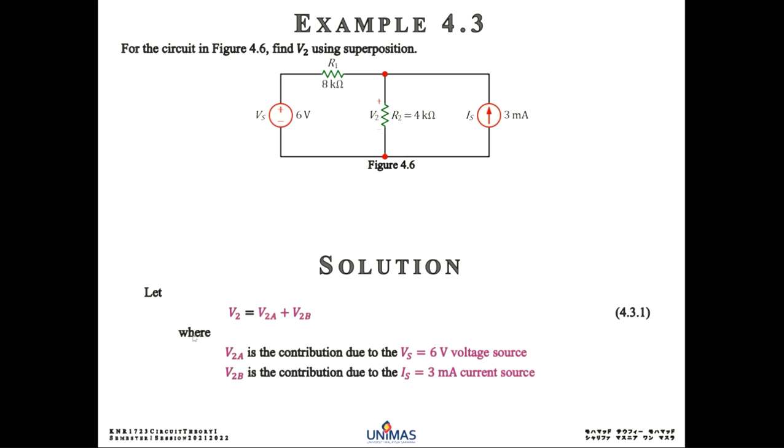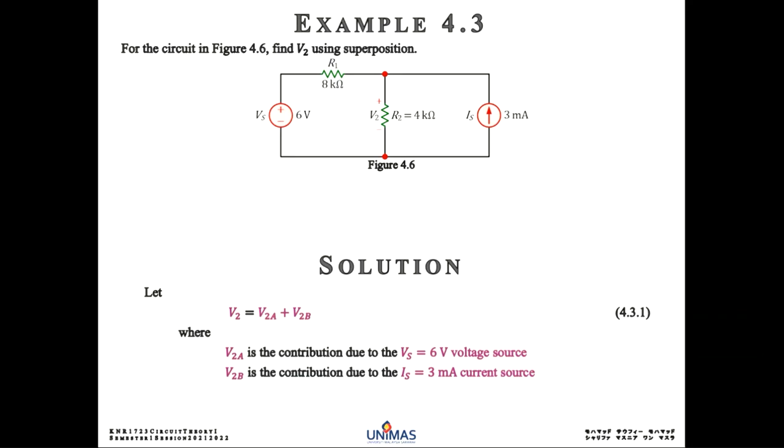And then you define what is V2A due to 6 volt voltage source, and what is V2B due to Is, equal to 3 milliamp current source. Ini you kena tulis. Jangan you tidak tulis sebab nanti, okay, I cannot understand, I cannot read your mind. So, kalau you complain kat sini, every time, jangan skip this part. You need to define V2 is equal to sum of the two, V2A dengan V2B. What is V2A due to Vs? What is V2B due to Is? So you have to define.